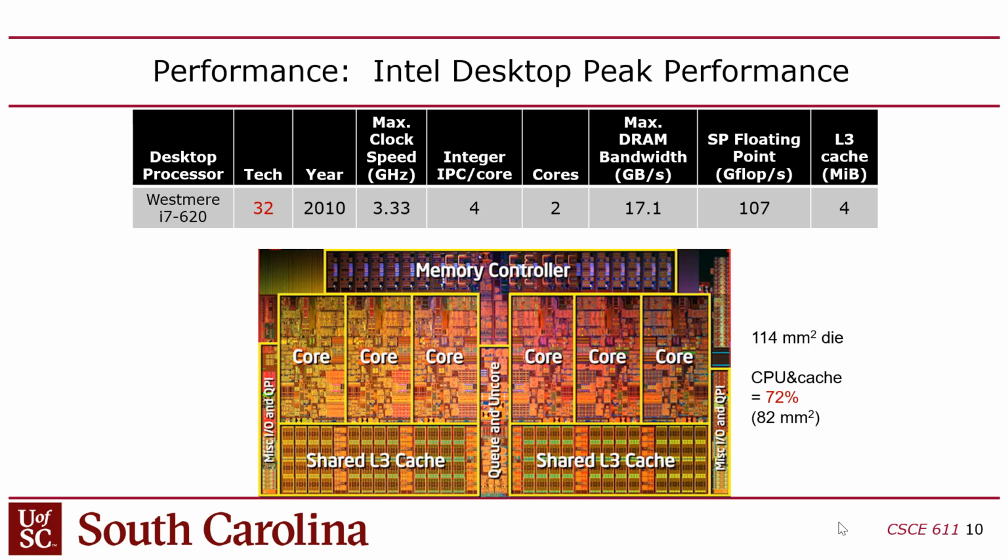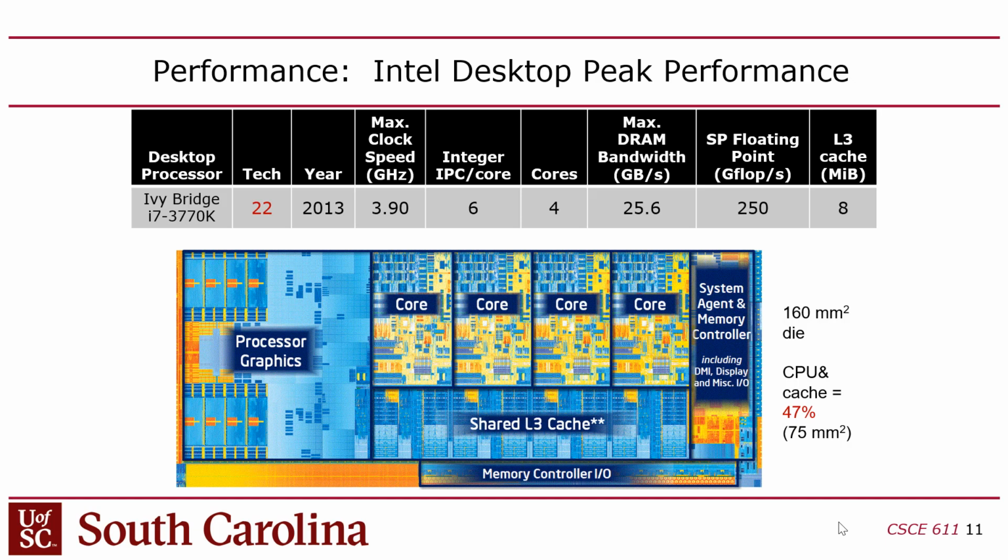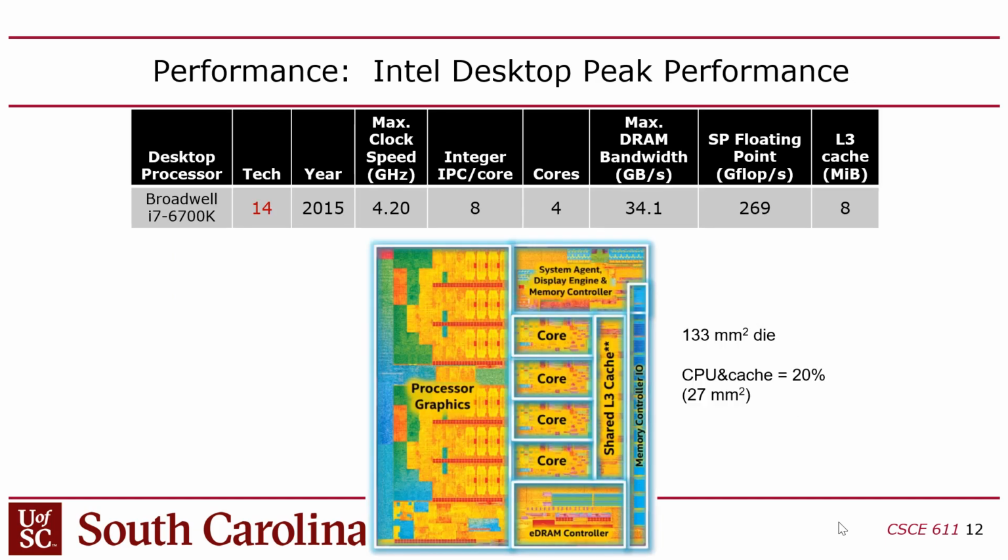And the same thing is true also with CPUs, desktop CPUs, server CPUs. So Intel actually takes pictures of their chips and just puts it out there, which is kind of cool. They release all their die images and they annotate them too. And so you can see here, this is the Westmere from 2010. You can see that 72% of that chip was CPUs. And then as we go to the Ivy Bridge in 2013, only 47% of that chip was CPUs.